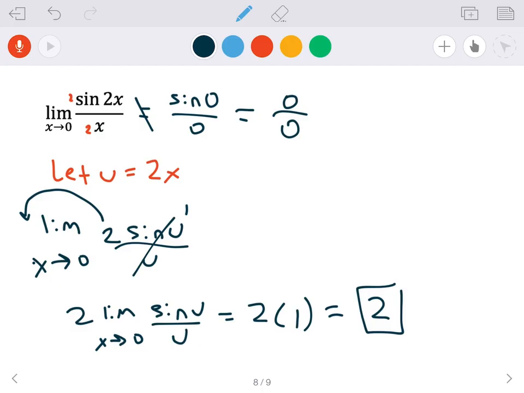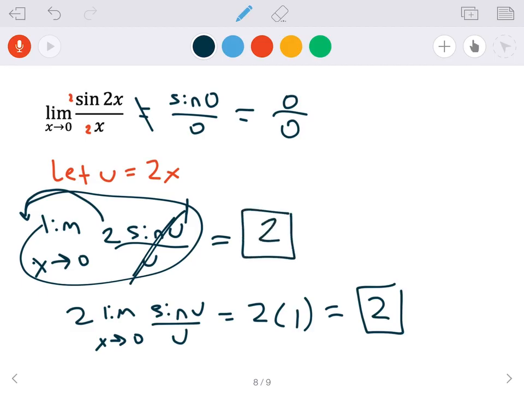I don't think it's necessary to say all that. I think you could start right here and say this is equal to 1, and so I have the limit as x approaches 0 of 2, which is equal to 2, and be done with it.